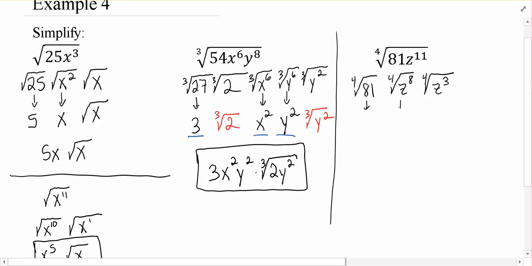So now the things I can take the fourth root of: 81 is 3. The fourth root of z to the 8th is z squared. And I can't do anything with the z cubed. So this is just 3z squared, fourth root, z cubed.